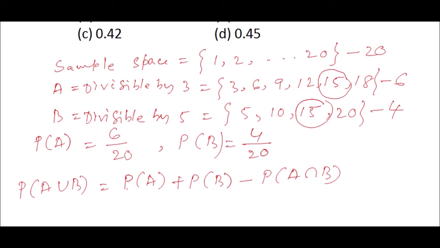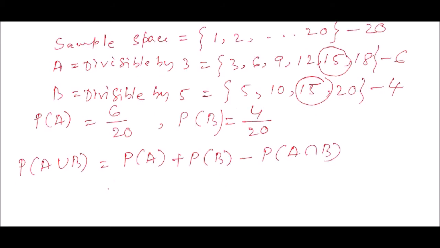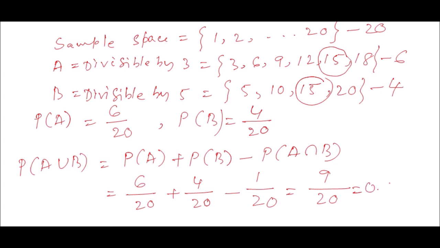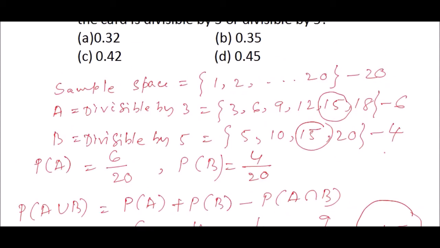What is the P(A) we found out just now? We found P(A) equal to 6 by 20. P(B) equal to 4 by 20. And how many common elements? One common element. Therefore, 1 by 20 for the intersection. Therefore, we can see that is equal to 9 by 20. That is equal to 0.45, and that is our probability. And therefore, option D is the correct option. You can see option D is the correct option.